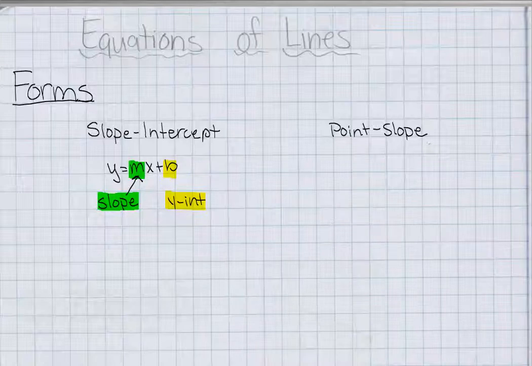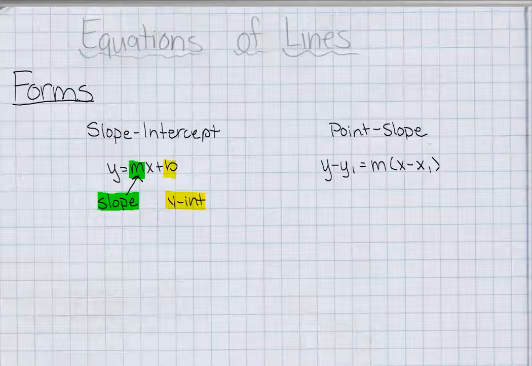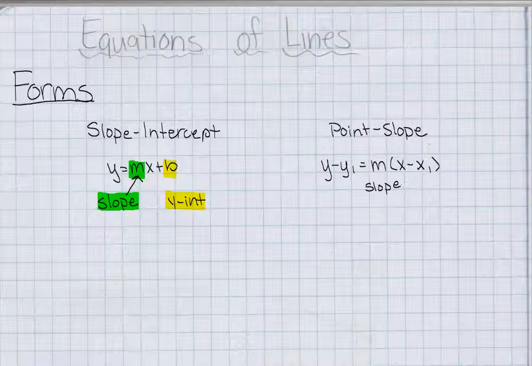In point-slope form, you usually have a point and you have a slope. So there's a point on a line, and if they're giving you more than one point, you just choose one. And the equation is y minus y1 is equal to m, and in parentheses, x minus x1. So m is still your slope. That's not going to change. But what's different now is they're using a point on a line. So the x and y for a point.